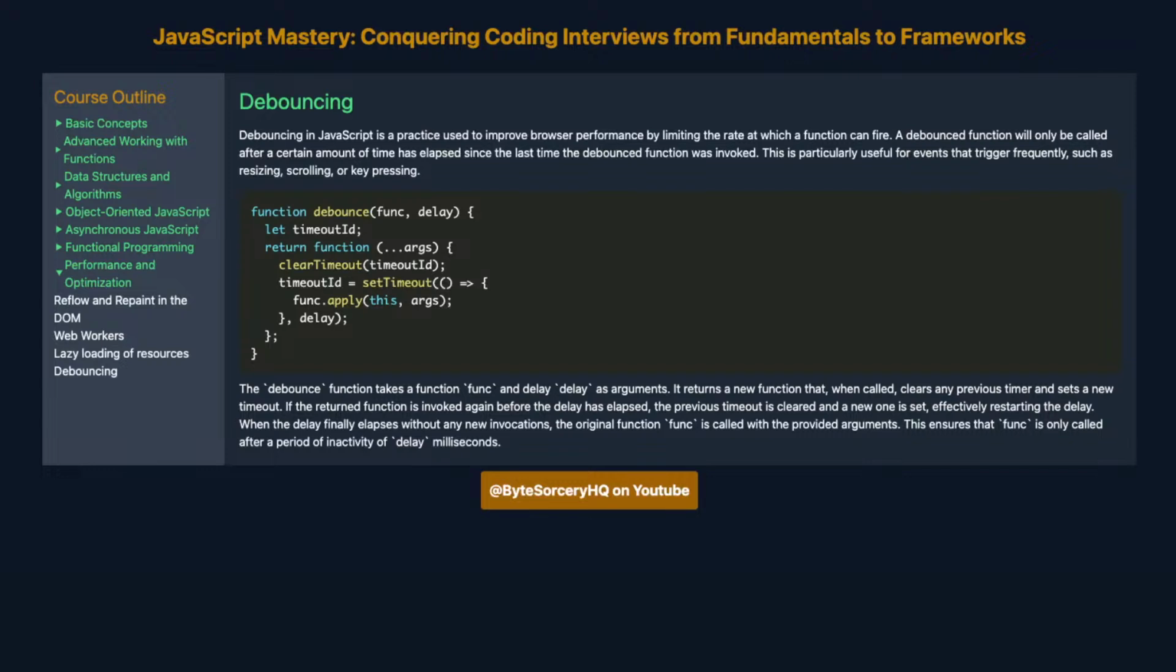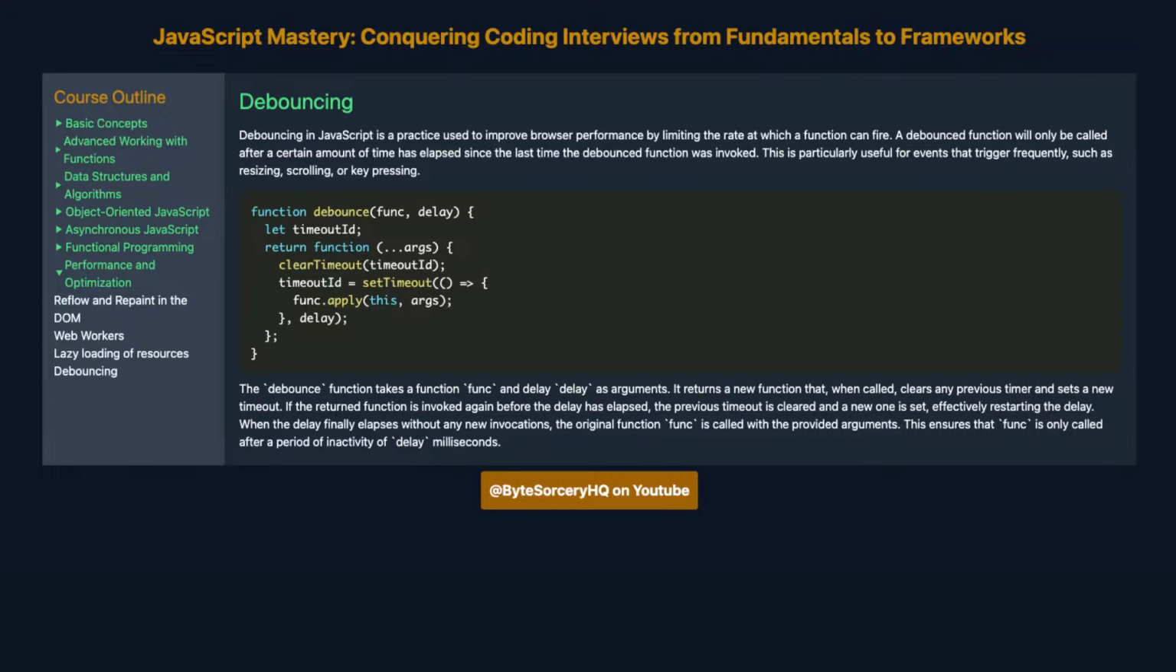This is particularly useful for events that trigger frequently, such as resizing, scrolling, or key pressing. The debounce function takes a function func and delay as arguments. It returns a new function that, when called, clears any previous timer and sets a new timeout.